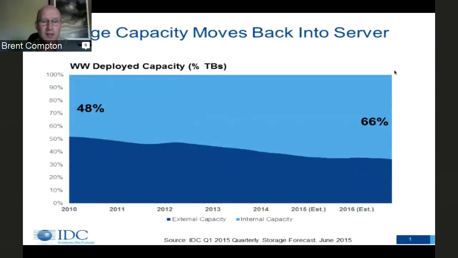One interesting thing, just as a side note, I ran across this graph from IDC a month or so ago. Fascinating, the trend line with storage capacity moves back into the server, away from external SAN NAS, depicted there in dark blue, it is external capacity, and back towards internal capacity. Very, very interesting 5-year moving trend. So anyway, that's just an interesting thing.